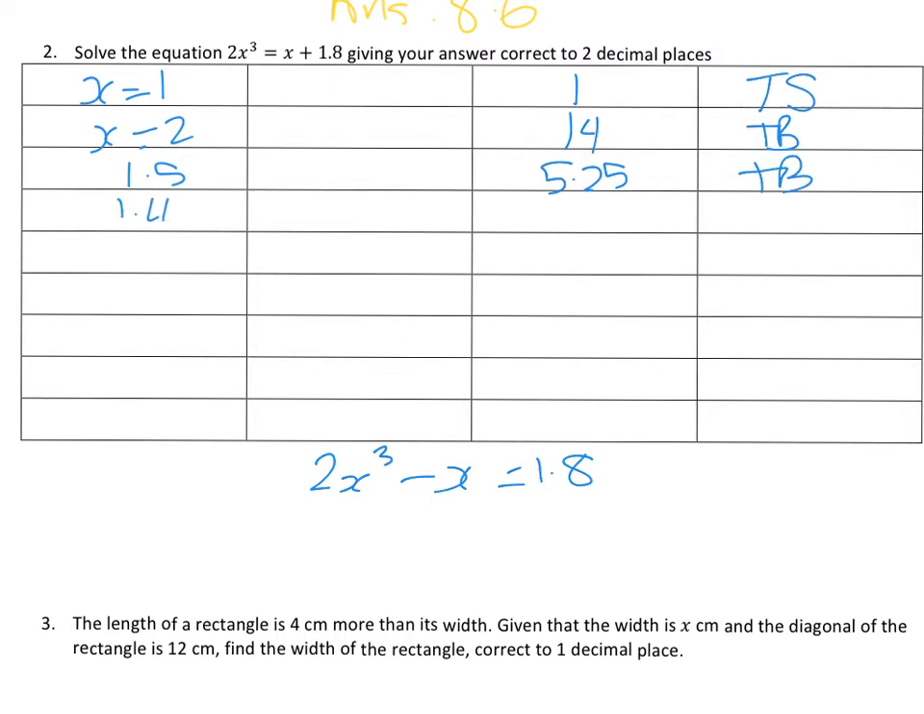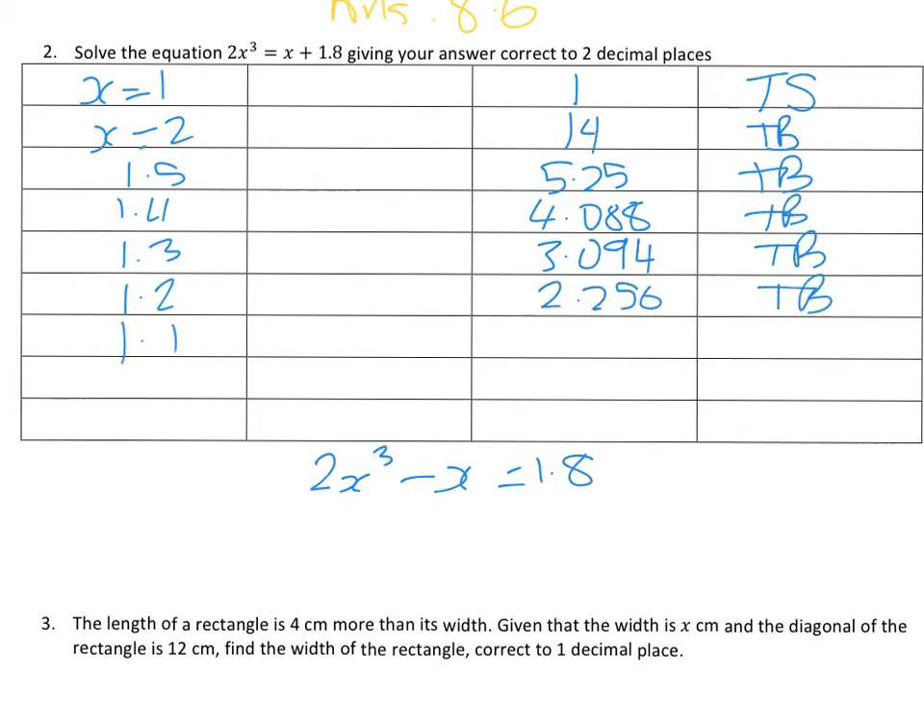1.4, we get 4.088, which is too big. 1.3 is 3.094, again too big, but we're getting closer. 1.2 is 2.256, which again is too big. 1.1 works out to be 1.562, which this time is too small.